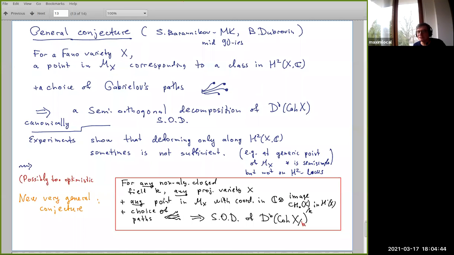Maybe I just want to add some kind of fantasy about what should go on. When you get a semi-orthogonal decomposition of your category of coherent sheaves on your variety, let's say a smooth projective variety, you can make something like a projector to each term of the semi-orthogonal decomposition. It will be an endofunctor, and this functor should be given by some kernel. So it will be a complex of vector bundles, or a perfect complex, on the square of your variety.